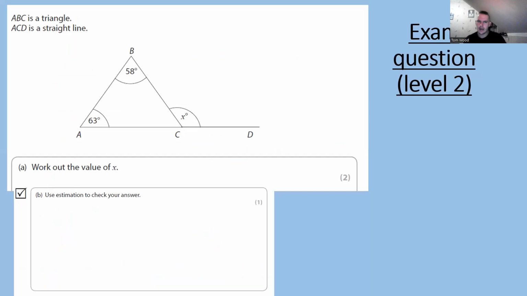Okay, so here is an exam question that has popped up recently. And again, it was a two-part question, and they've asked you to use an estimate to check. So what I want you to do is have a go at this one. Have you done this one before? Someone say.